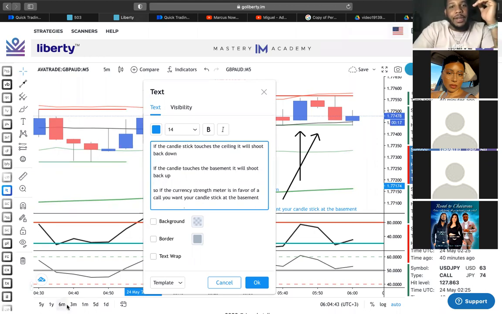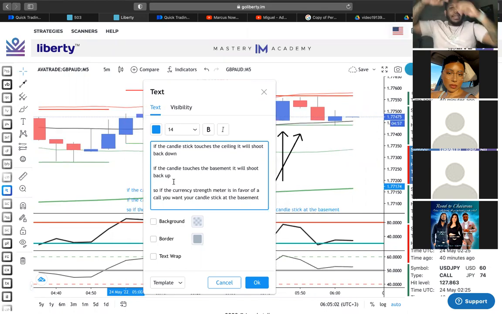So if the currency strength meter is in favor of a call, you want to take all your trades at the basement of the support and resistance. Why? Because when the candlestick touches the basement, we already know that the rule is the next candlestick will shoot up. On top of that, you're adding the most important confirmation, which is the strength, which will pull it up. That's how you clear by a large margin, and vice versa.